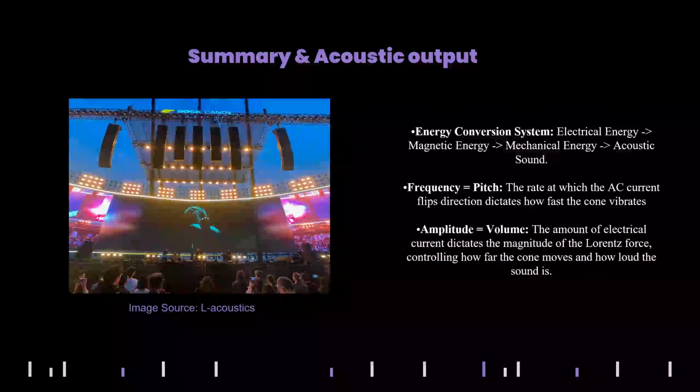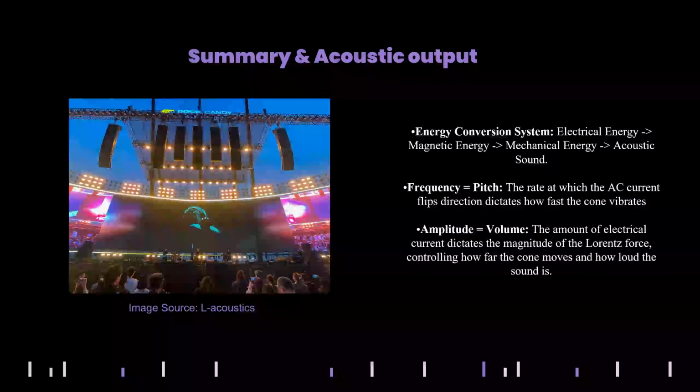And in summary, an EM speaker is an incredibly efficient conversion system which takes electrical energy and converts it into magnetic energy with the voice coil. It uses the Lorentz force to create a mechanical movement and finally pushes the air, push and pull, to create acoustic sound waves. And the frequency of the alternating current, or the AC current, dictates how fast the cone vibrates, which in turn determines whether we get a higher pitch or lower pitch.